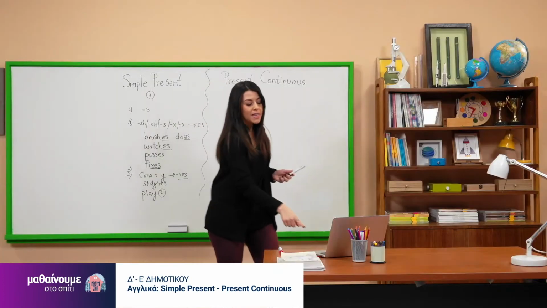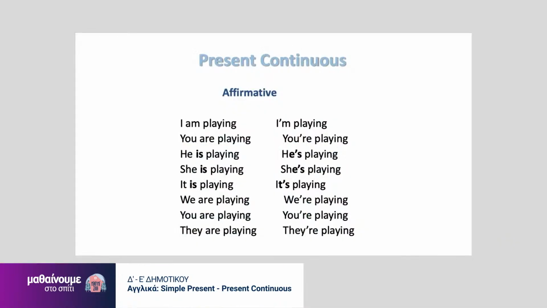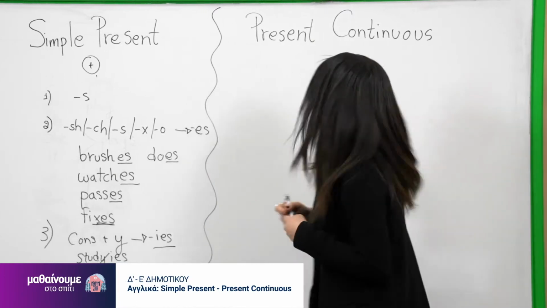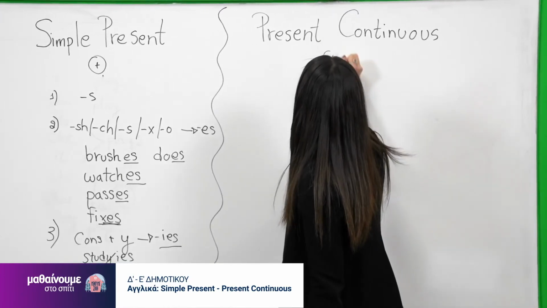Now, let's go to present continuous. What happens here? Here it's a little bit different. What we do is we take the verb to be. The verb to be is I am, you are, he is, etc. Let's start. Again, the affirmative.